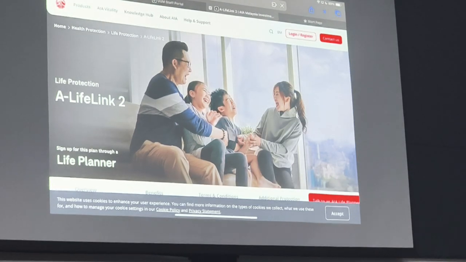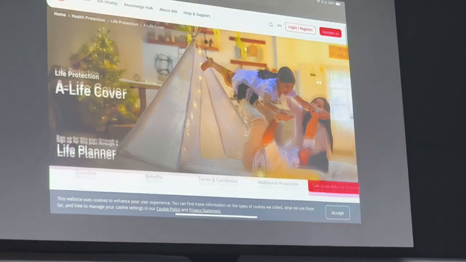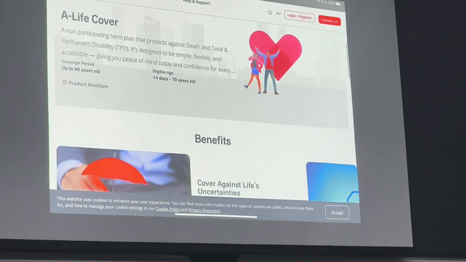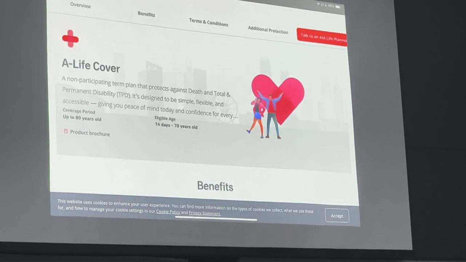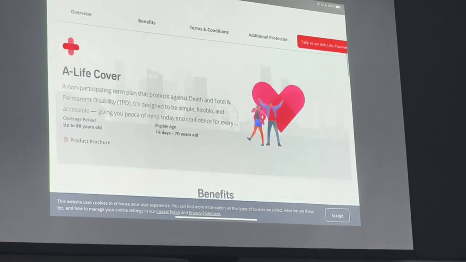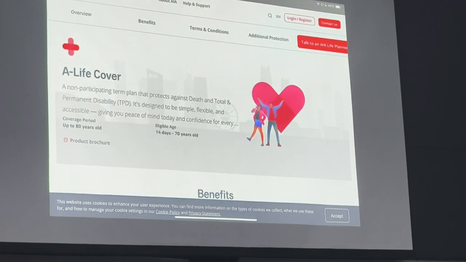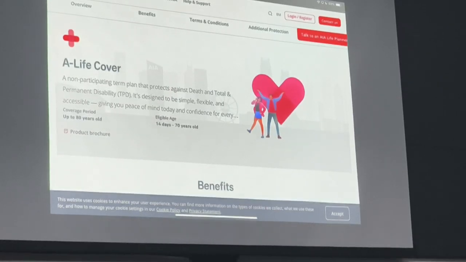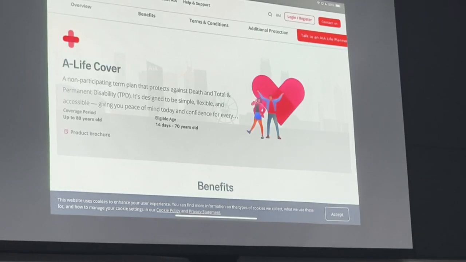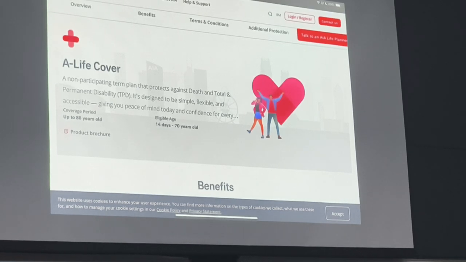Okay, non-participating means you don't receive dividends. If there is any surplus, you will not receive it. So no cash value, nothing at all. That is non-participating. So A-Life cover, for example, covers up to age 80. So when you reach age 80, nothing happens, and the money paid to the insurance company is like zero, you get nothing. That's why in takaful we call it tabarru', instead of just money burned like that.